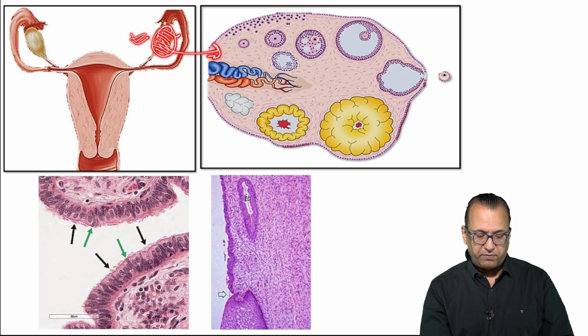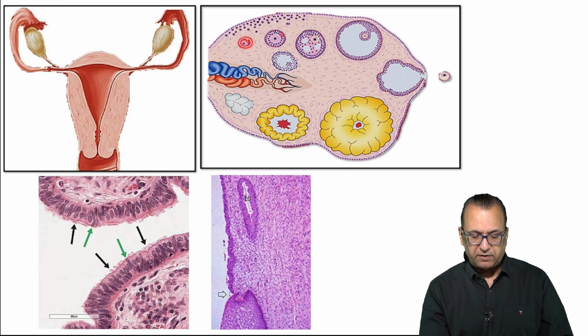Ovary is covered by peritoneum, and that is producing one epithelium. That epithelium is simple cuboidal epithelium called germinal epithelium. It is a misnomer. Why is it a misnomer? Because that is not the one which will form the oocyte.